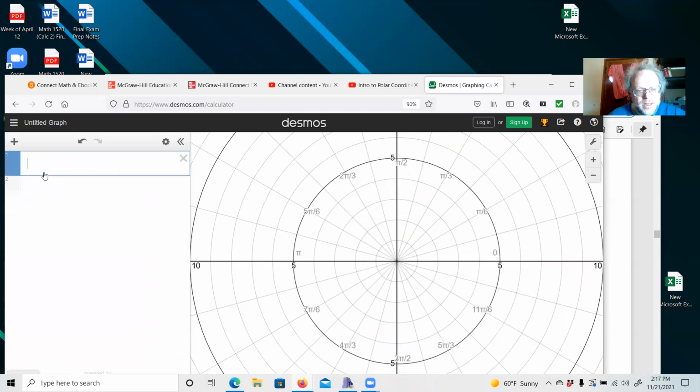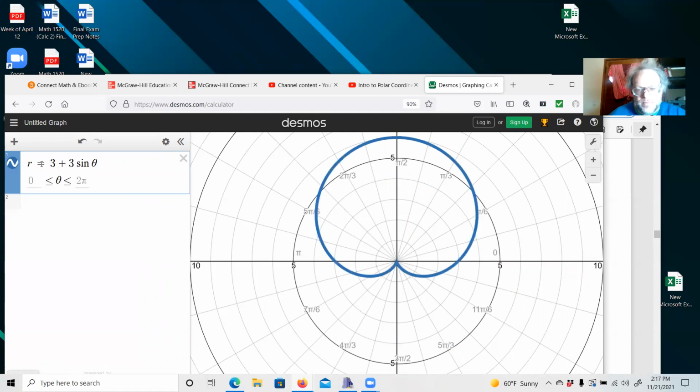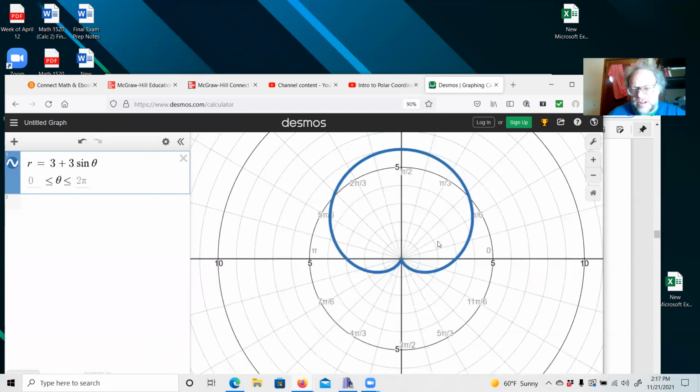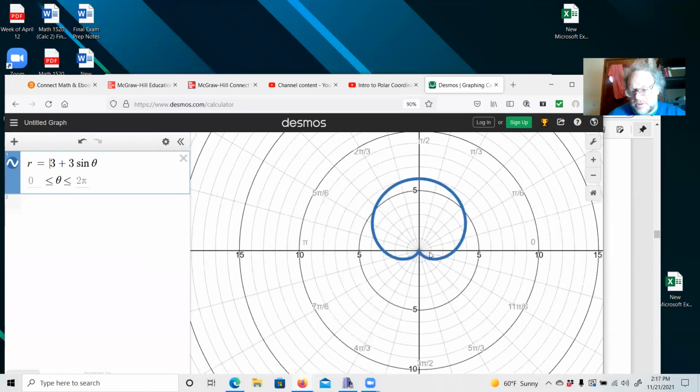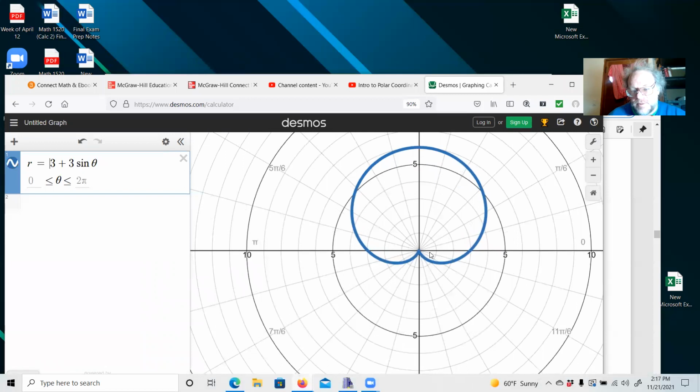The cardioid, what was it? 3 plus 3 sine theta. Oh, we need r equals, otherwise it won't like that at all. You can see it's a little bit rounder because it's better at drawing things than I am, but that's what it's supposed to look like. And later when you get to Calc 2, they're going to ask you what's the area in this lobe here?